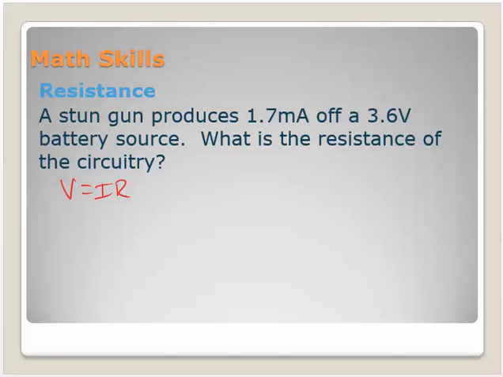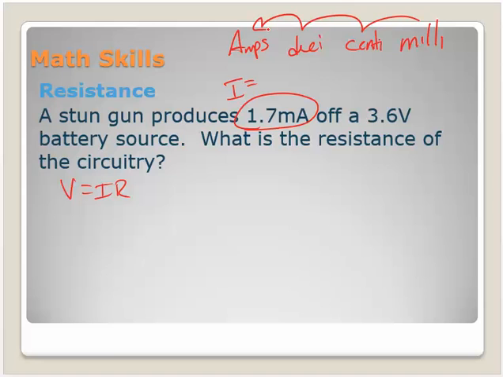A stun gun produces 1.7 milliamps. Well, that's giving us I right there. And I'm going to convert it because it's giving us milliamps. Well, milli is 3 spots to the right. So to convert this back into amps, I've got to go 1, 2, 3 spots back to the left. So if I go 1, 2, 3 spots back to the left, I get 0.0017 amps. So there's my amperage.